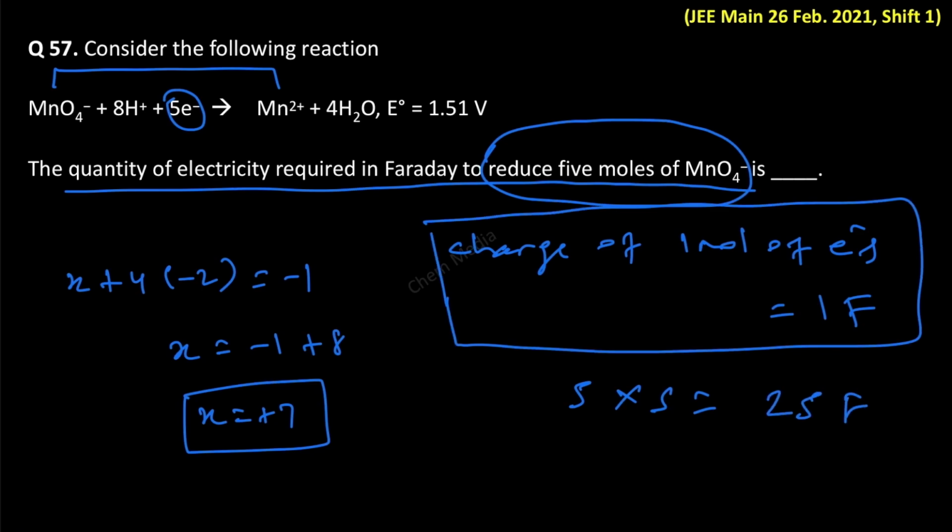If charge of 1 mole of electrons is equal to 1 Faraday, then to reduce 1 mole of permanganate to 1 mole of manganese 2 plus, we require 5 moles of electrons. So therefore, we have to multiply the entire thing with 5. Therefore, 5 times 5, and that is equal to 25 Faraday. Therefore, 25 is the correct answer here.